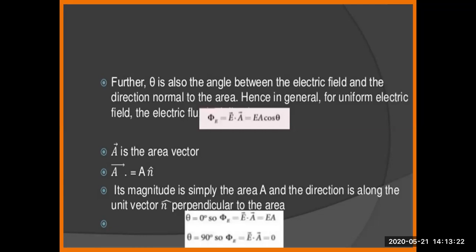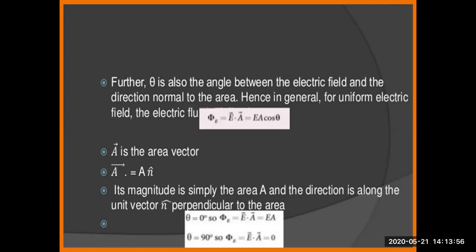A is the area vector. The vector A is equal to A times n, where n is the unit vector. Its magnitude is simply A, and the direction is along the unit vector n, perpendicular to the area. So once again, we are coming to the point that when we are resolving this angle, we are getting the total flux which is perpendicular to that area, which is coming into account.